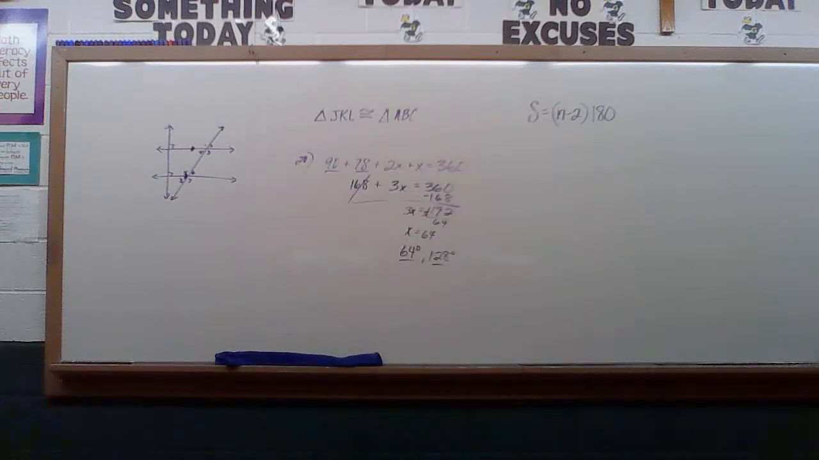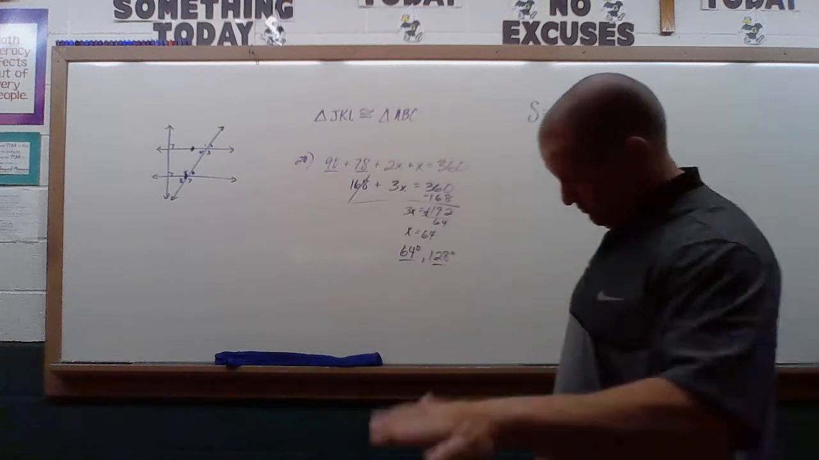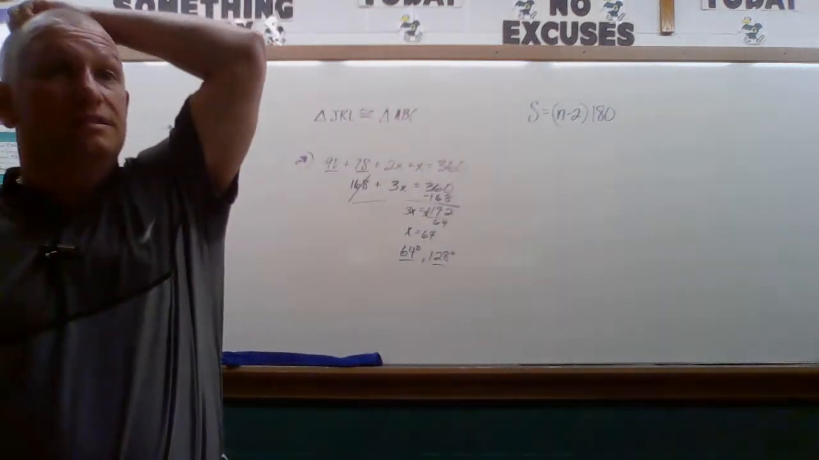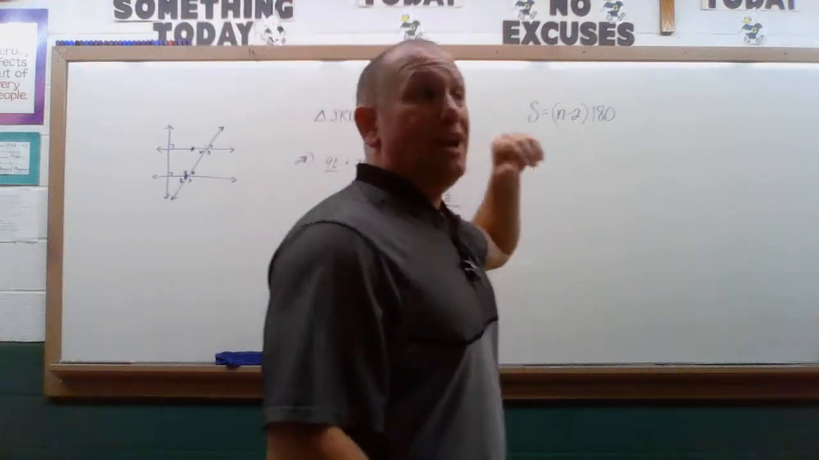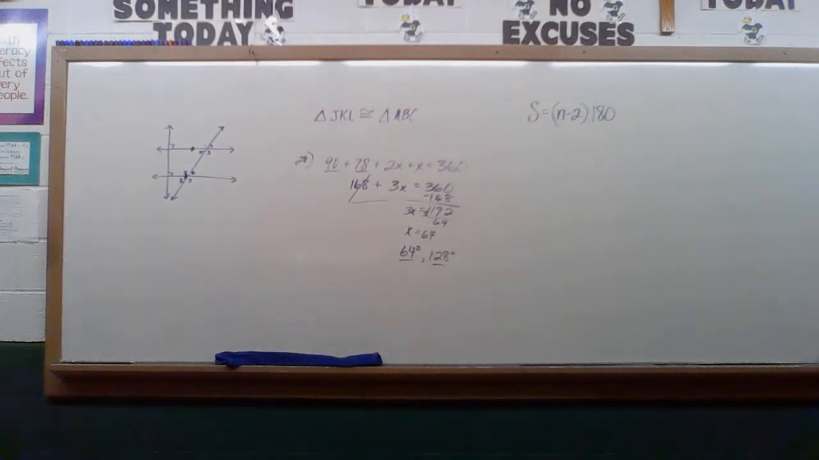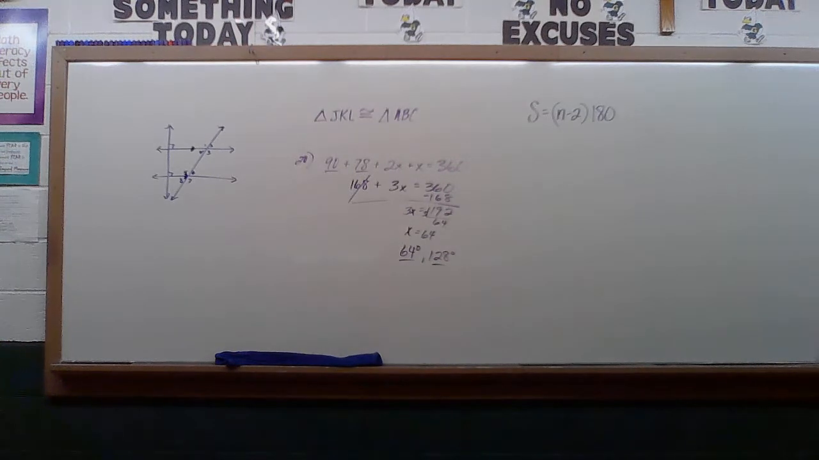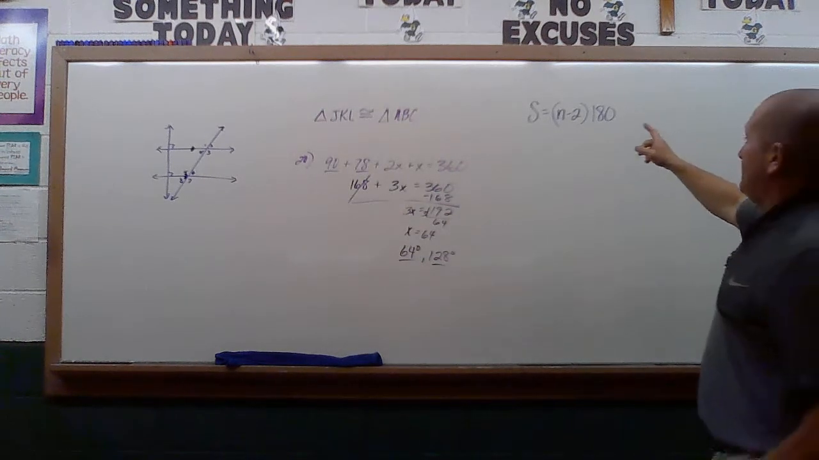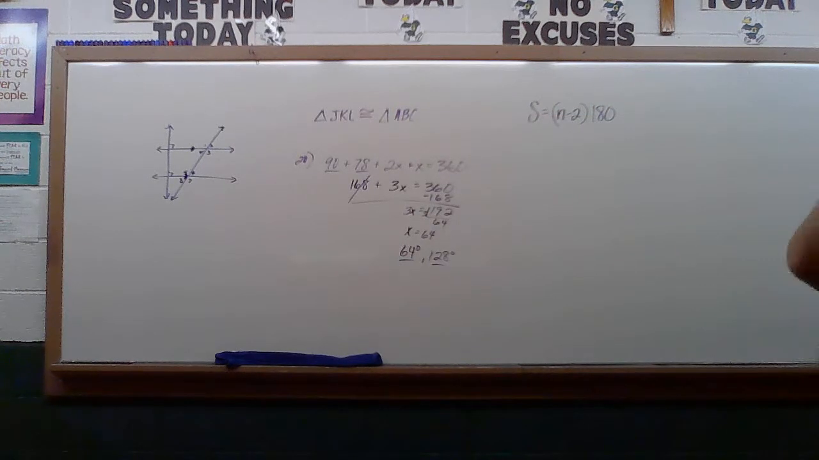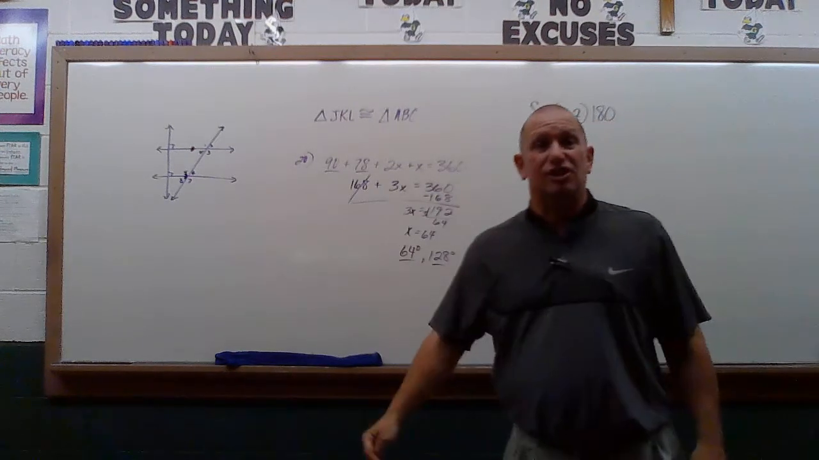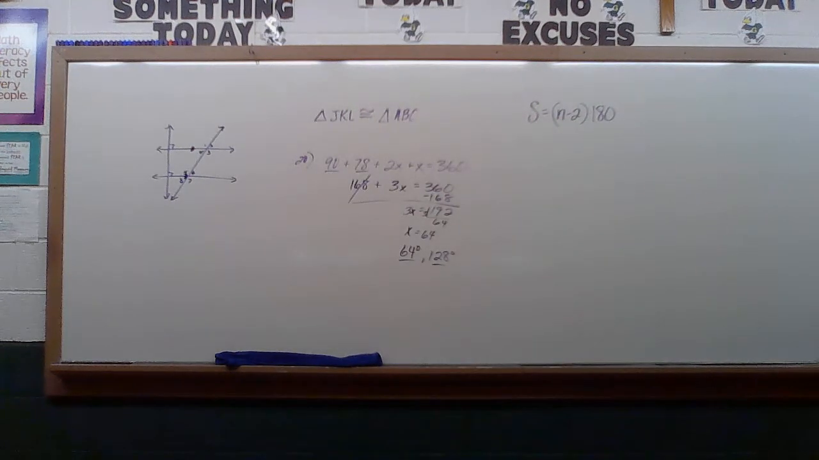So what does it mean if it's a regular versus irregular polygon? Regular means every single side is the same length and the angles are all the same. Okay, so find the sum of all the interior angles of a 17-gon.